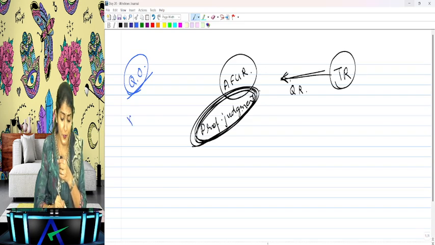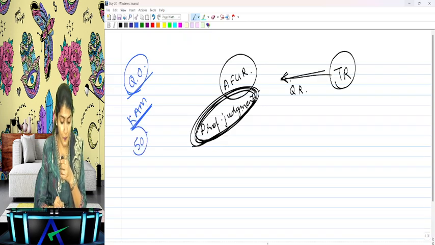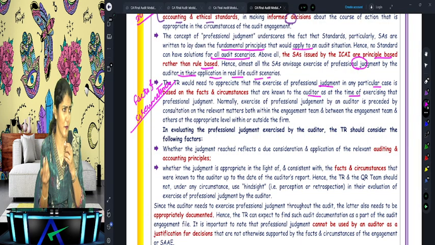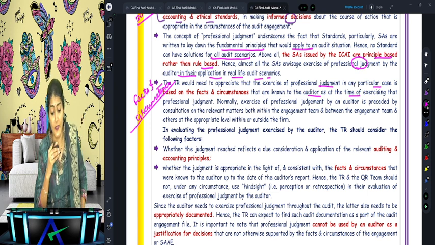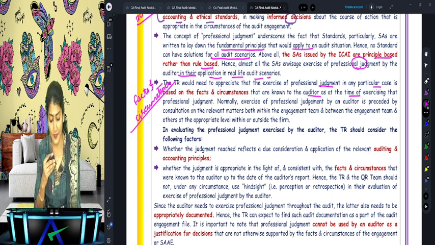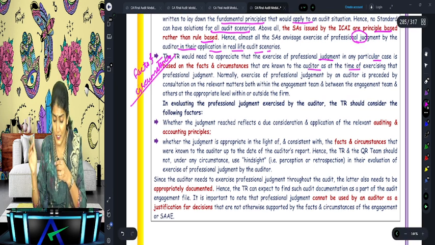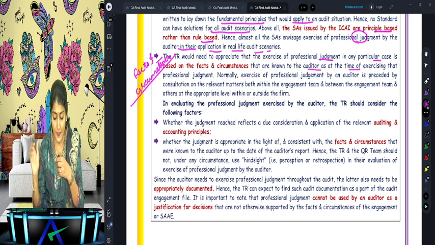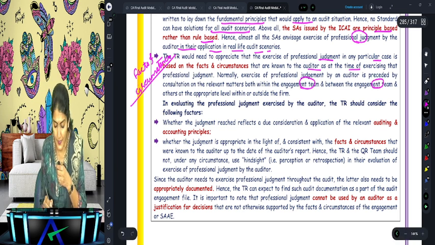To put a particular matter in the key audit matter paragraph, is it a professional judgment of the auditor? Yes. To check 50 samples, is it a professional judgment of the auditor? Yes. Wherever you take a decision in the audit, that is a professional judgment. So what does it say? This judgment should be based on the facts and circumstances that are known to the auditor at the time of exercising the professional judgment. Normally, exercise of professional judgment by an auditor is preceded by consultation on the relevant matters both within the engagement team and between the engagement team and people within or outside the firm.